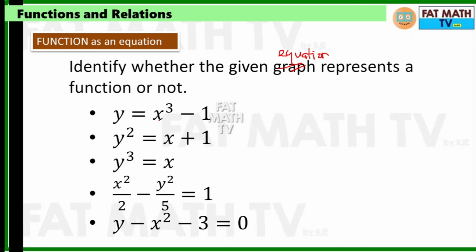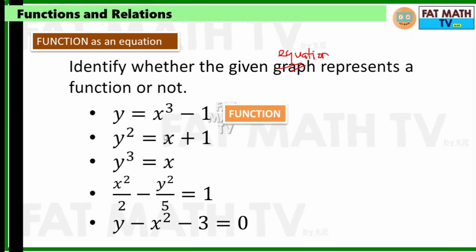Okay, number one: y equals x cubed minus 1, y squared equals x plus 1, y cubed equals x, x squared over 2 minus y squared over 5 equals 1, and y minus x squared minus 3 equals 1. So you have to check if for each x value, there's only one y value that you can get. If you can get two or more y values, then the equation is not a function. So for number 1, that is a function because for every x, there's only one y.